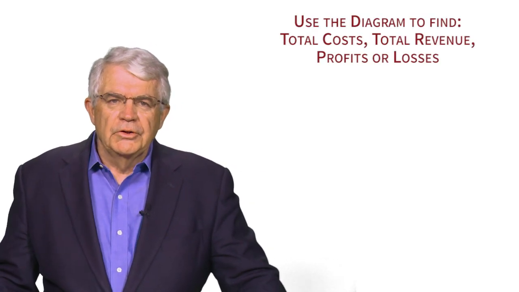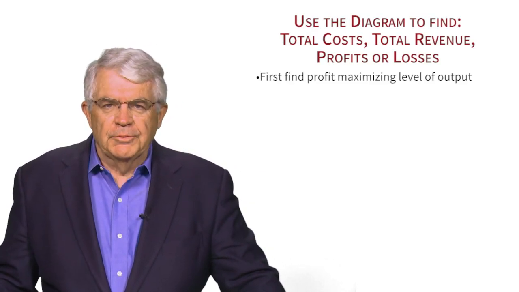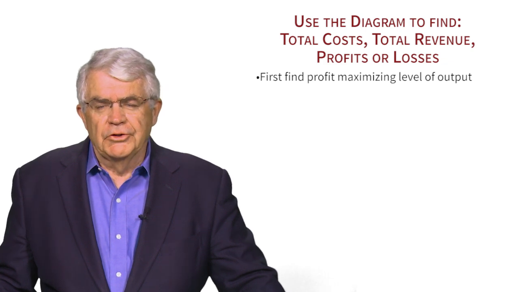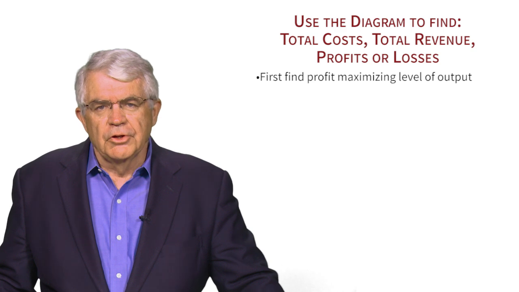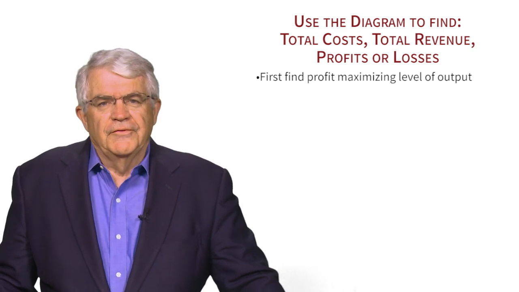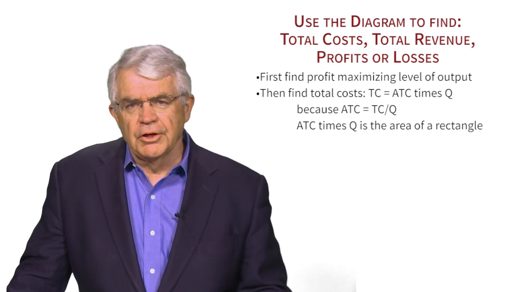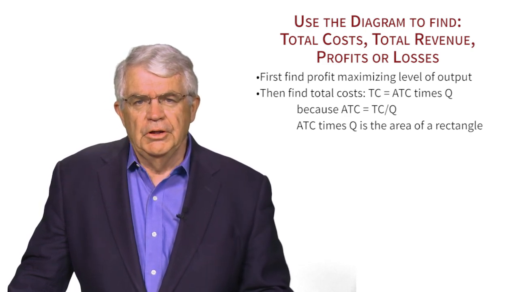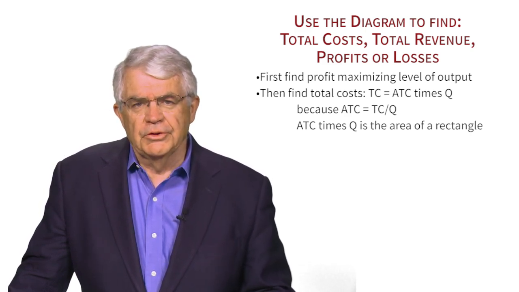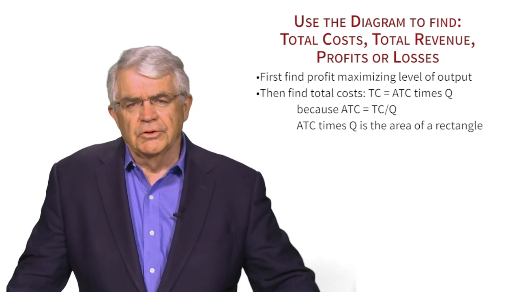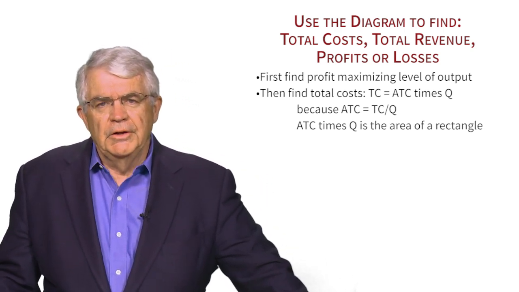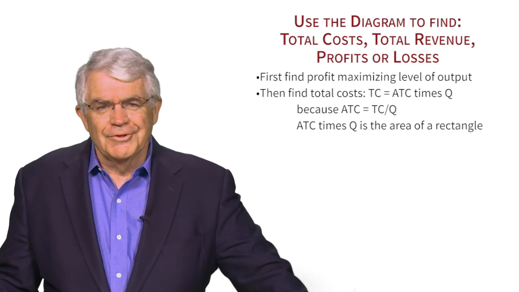So we're going to use the diagram to find out if the firm is earning profits or not. To use the diagram, we're first going to find the profit maximizing level of output, and as usual, we're going to use the condition that the firm adjusts so that its marginal cost equals its price. Then we're going to find total costs by simply multiplying average total cost times the quantity produced. That gives total cost, because average total cost is defined as total cost divided by quantity.